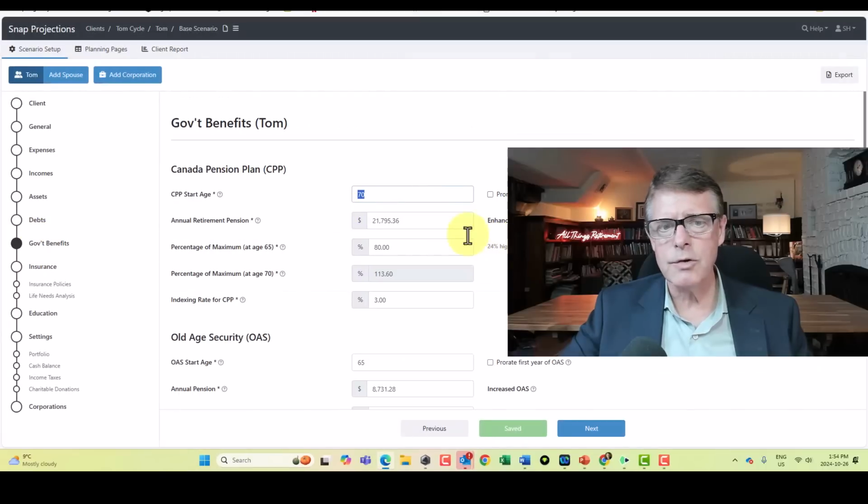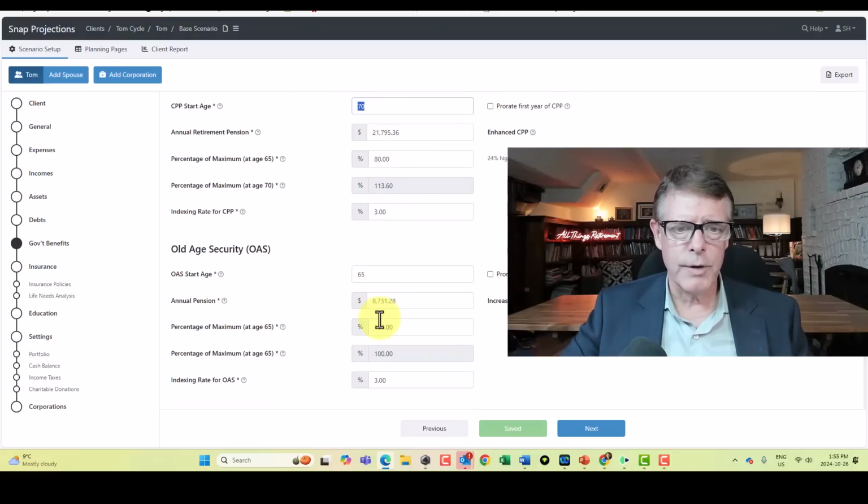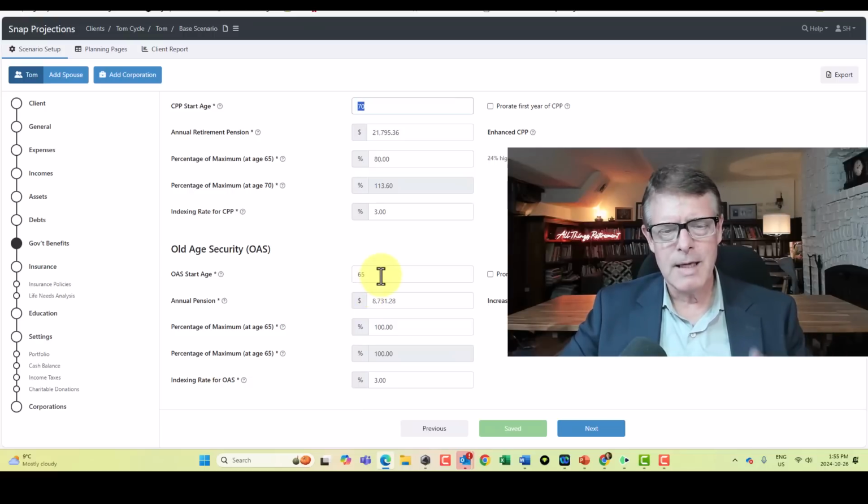Tom has decided to defer taking Canada Pension Plan to age 70. He's at 80% of the CPP maximum based on his career pensionable earnings. His age 70 CPP benefits are projected to be $21,795. He's decided to take his Old Age Security benefits at 65. He's not convinced that it won't be impacted a little bit by changes that the government might make to clawback ceilings and things, so he's more concerned about that. He'll take it when it's available to him at age 65 and then defer CPP to age 70.